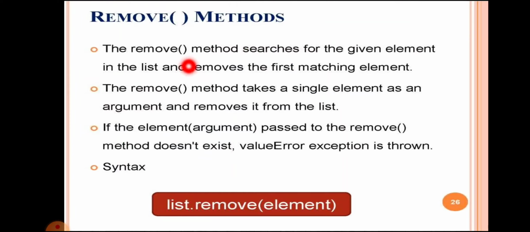Remove method. The remove method searches for the given element in the list and removes the first matching element. This takes a single element as an argument and removes it from the list. If the element passed to the remove method doesn't exist, a value error exception is thrown. Syntax is list.remove(element).